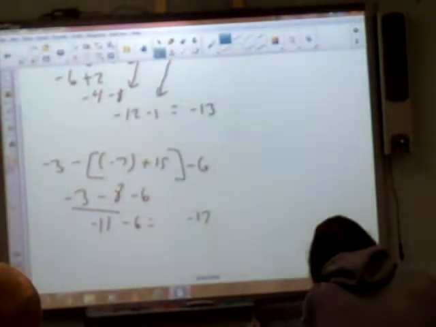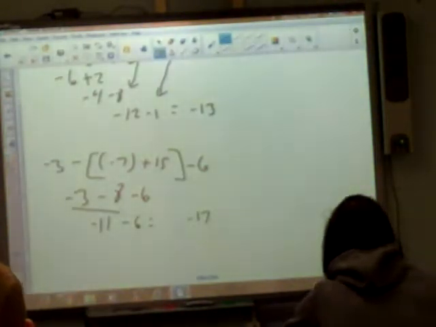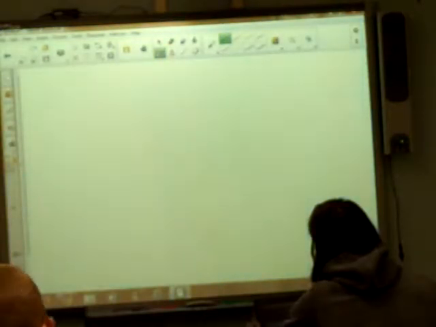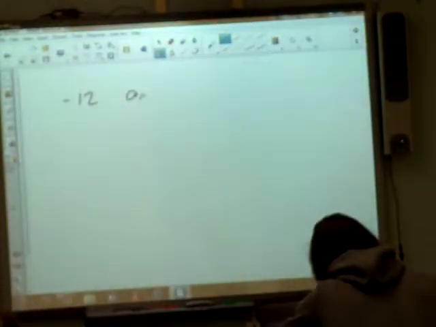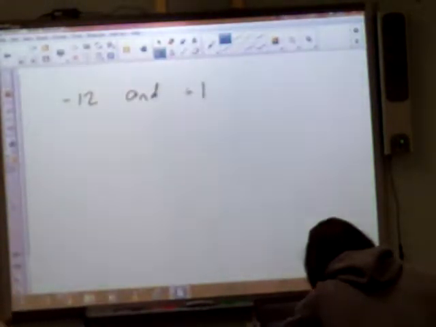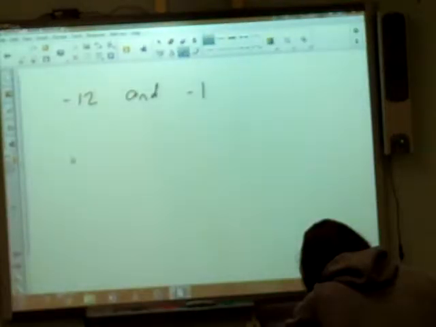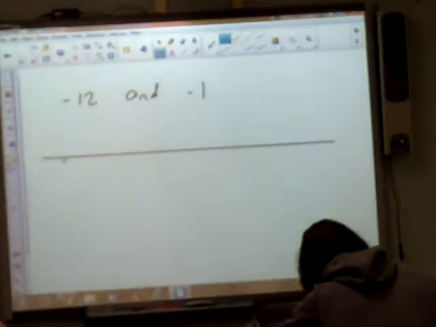Alright, let's look at finding the distance between two points. I wanted to know, what's the distance between those two points, negative 12 and negative 1? Alright, let me show you. I'm not going to show you to do this every time because it'll take forever, but let me show you here.